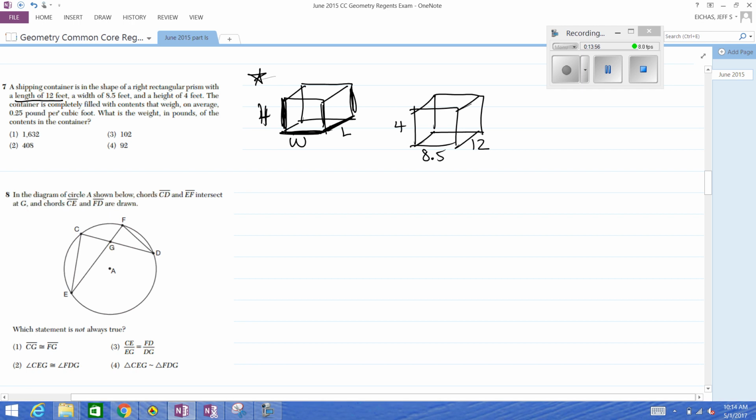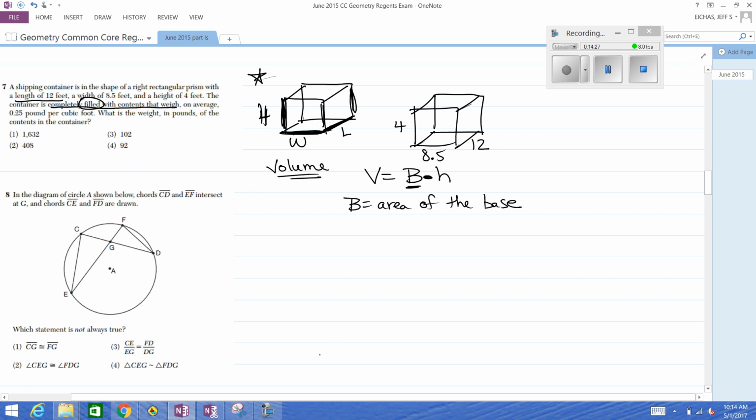Now, completely filled, that is kind of showing me volume. That's what I'm leaning towards. When we fill a 3D shape, you're probably talking volume. Now, the volume of a prism, if we look at the formula sheet, I think it's going to be capital B times H. The B is the area of the base.